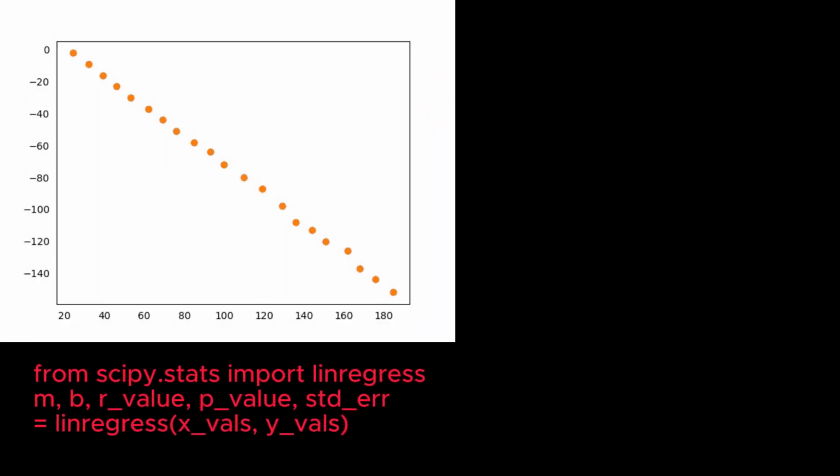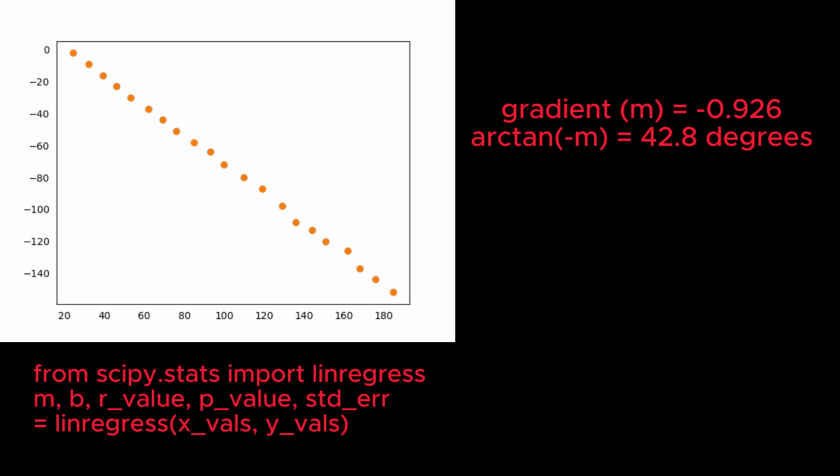Using SciPy to find the line of best fit for the ball's locations, I can then work out the angle that the ball was struck from the gradient of the line of best fit. Itty struck the ball at 42 degrees to the horizontal.